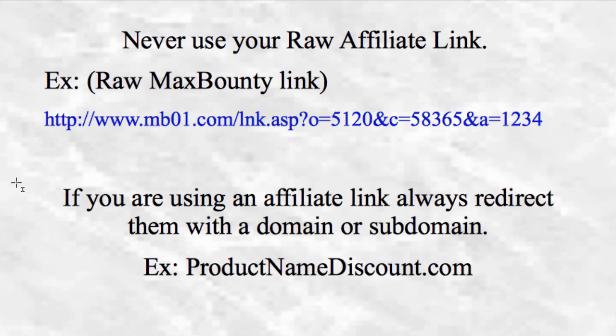Instead, you do the method that I've talked about before, which is a redirect method. If you're using an affiliate link, always redirect them with a domain or a subdomain. And so this link right here, your raw link, would be forwarded and redirected through your domain or subdomain that we've talked about before. And this is your link that you would add in your video description.